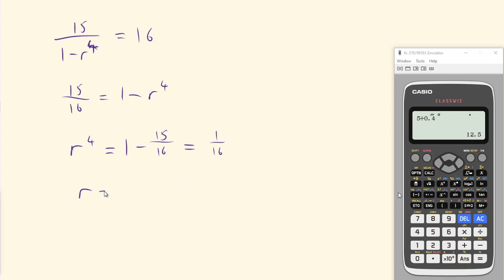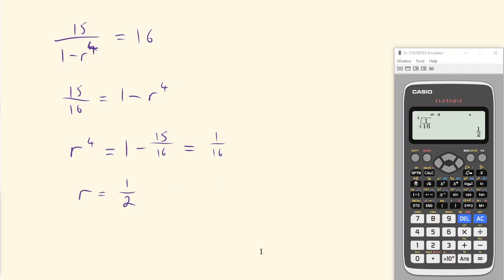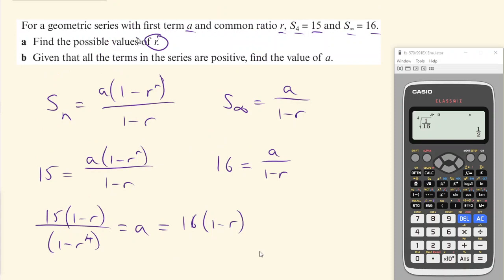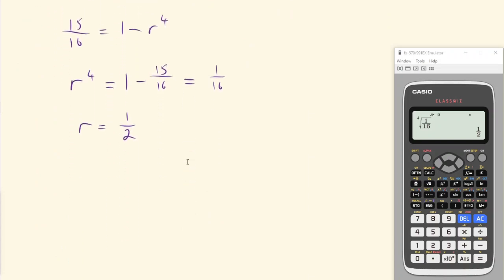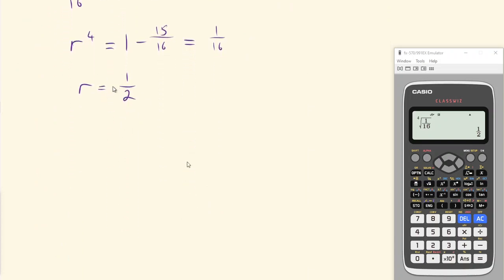So r is equal to, and I want the fourth root of 1 over 16, which hopefully you'll spot straight away is a half. But there's a little clue in the question that that's not the complete answer. You find the possible values, plural, of r, because whilst one of the solutions is a half, we actually get a plus or a minus a half, because negative a half to the power 4 is also going to be 1/16 positive. So we've got two different answers here. r is either plus a half or minus a half.